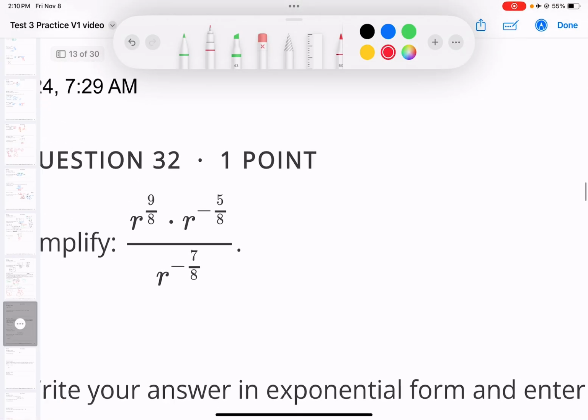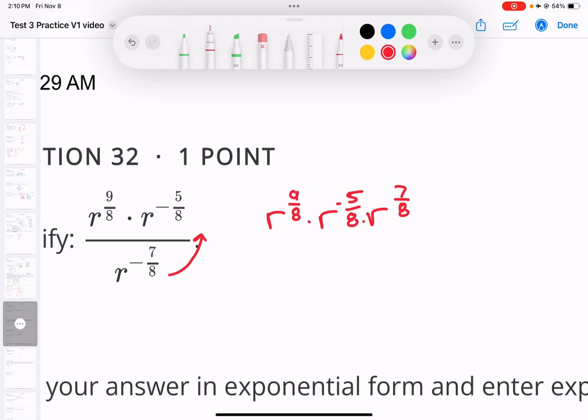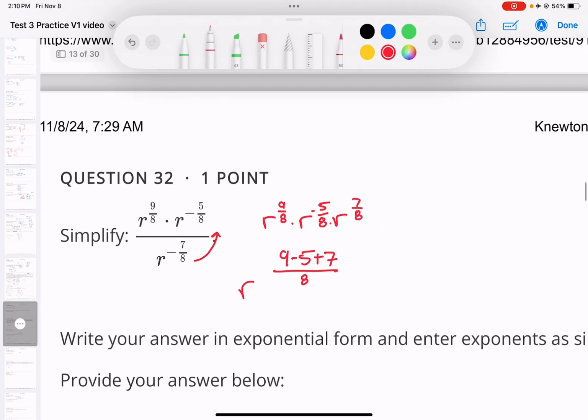Okay, let's move them all to the numerator. So I'm going to have r to the 9/8, r to the -5/8, and then r, and then if I move the bottom one up, that's going to change it to a positive, so that's 7/8. So I have a common denominator, right? I'm multiplying all these. So really it's just r, and then I got 9 minus 5 plus 7, all over 8. 9 minus 5 is 4, plus 7 is 11. So I got r to the 11/8, and that's my final answer.